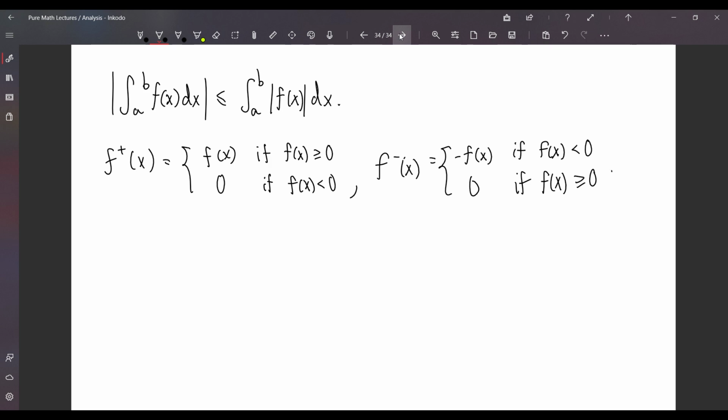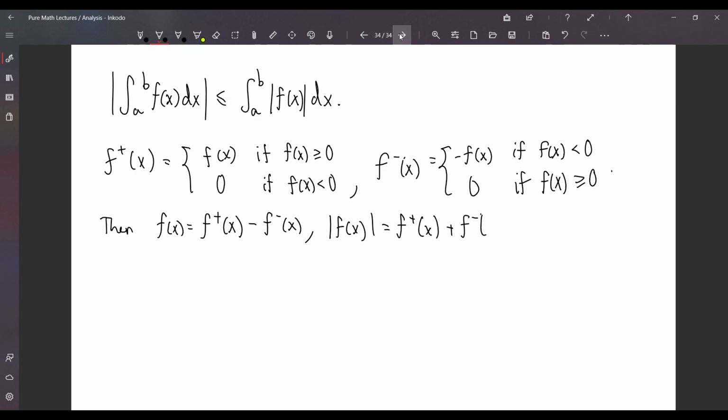So the key observations are that f of x is equal to f plus of x minus f minus of x, and the absolute value of f of x is equal to f plus of x plus f minus of x. You can prove these by casework.